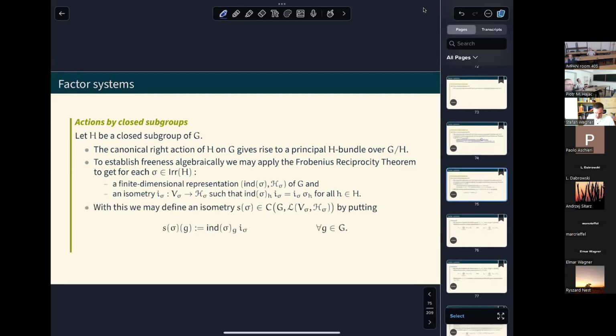And then you can define this isometry by putting, okay, so this will be the function on G with values in the space of operators. So what you do, you evaluate on G, and this is simply the composition of the isometry and then the representation evaluated in G. So this will be the thing that characterizes this principal bundle algebraically in terms of these isometries.